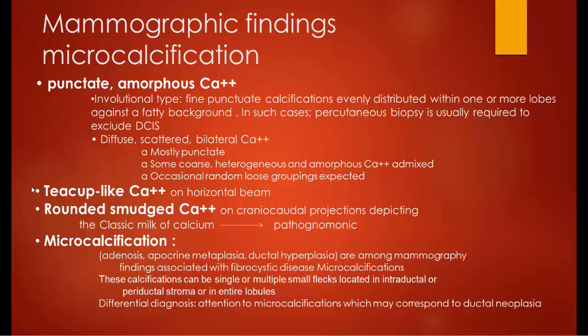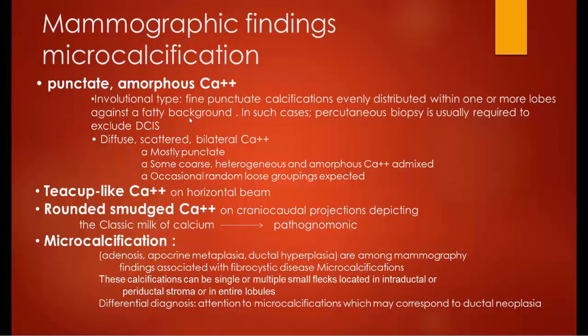Another morphology or shape of calcification is teacup-like calcification in horizontal beam. Another one is rounded smudged calcium on craniocaudal projection, depicting the classic milk of calcium, which is pathognomonic for fibrocystic change. Microcalcification seen in adenosis, apocrine metaplasia, and ductal hyperplasia are among mammography findings associated with fibrocystic disease. This calcification may be single, multiple, small flecks located intraductal or periductal stroma or entire lobules. For differential diagnosis, pay attention to microcalcification, which may correspond to ductal neoplasia. So if you cannot differentiate, you go to biopsy and tissue study.